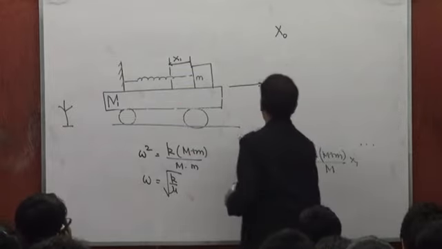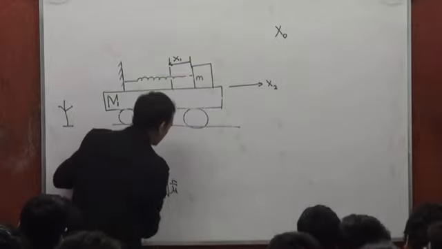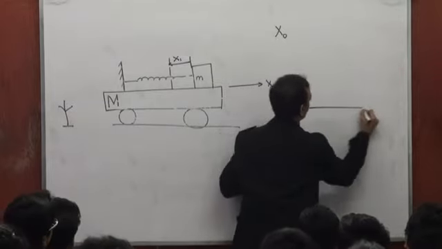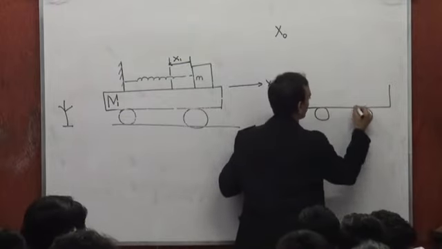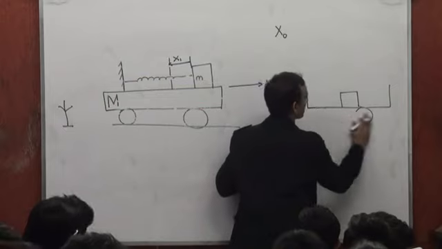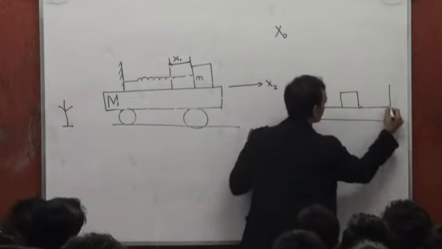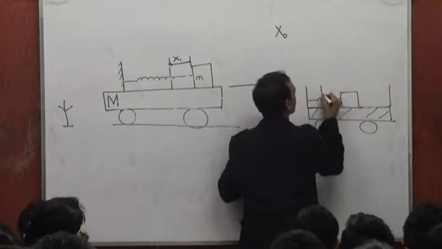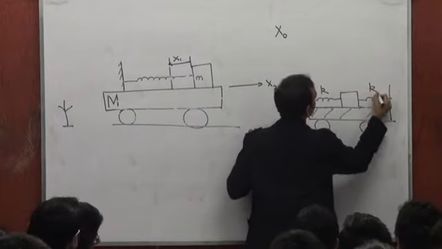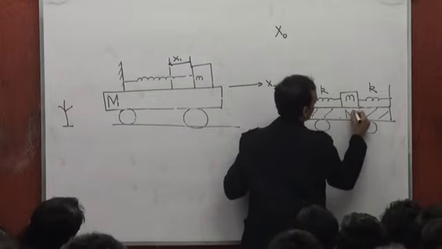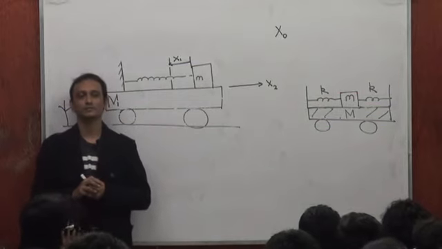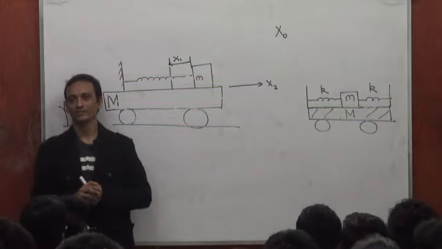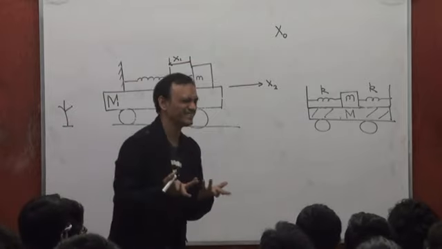Sometimes they might want to make it a little uglier, in the sense, you know, this is small m, trolley, we'll put two springs like this. It's just going to double.